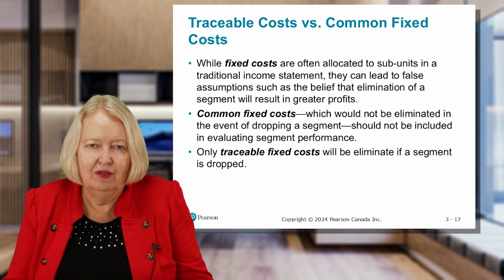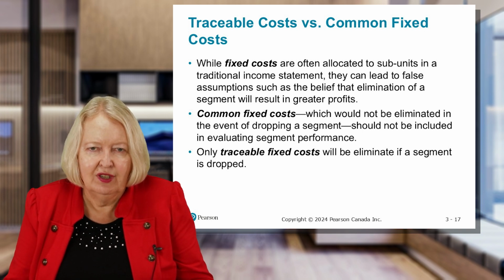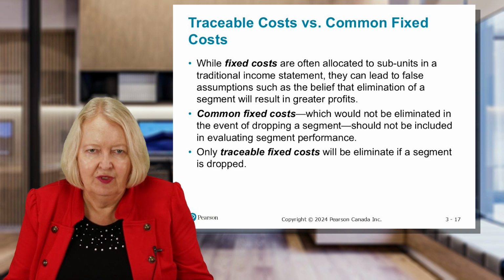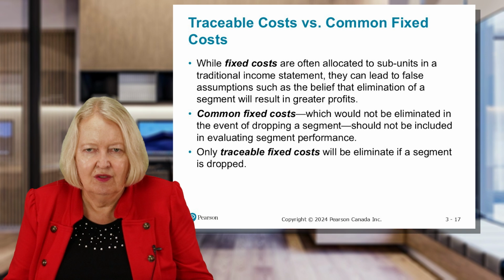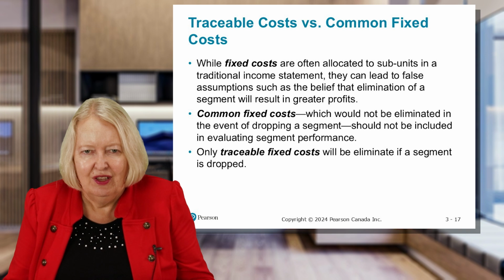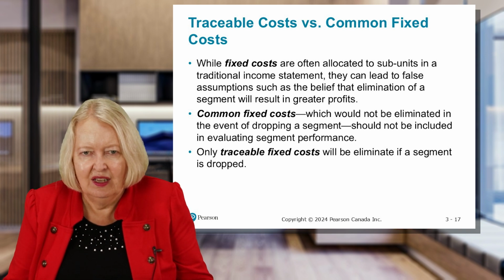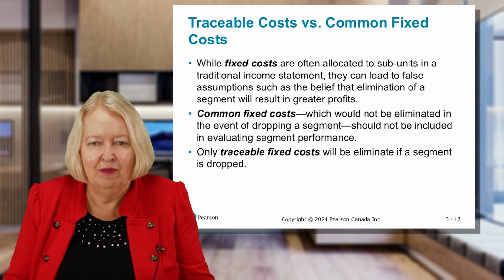Another factor to consider about cost is traceable costs versus common fixed costs. Fixed costs are often allocated on the traditional income statement, but they can lead to false assumptions, such as the belief that elimination of a segment would result in greater profits. So common fixed costs, for example, the cost of leasing your building, are not going to change if you decide to drop a product line or a segment. You're still going to have to pay that, regardless of whether you make 5 products or 10 products.